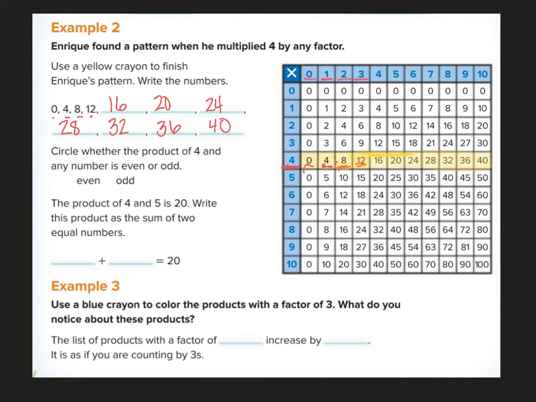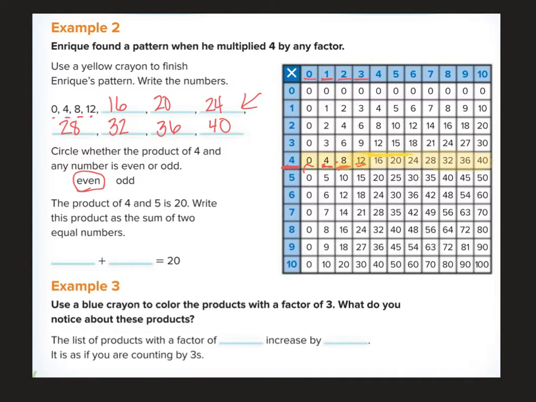Circle whether the product of 4 and any number is even or odd. We're going to look at all of these multiples that we just wrote down. Are any of them odd? Look at that: 0, 4, 8, 12, 16. They're all even, aren't they? They all have partners if I were to split them up. So they are all even.